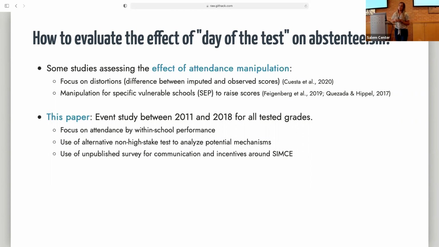We're also going to be using an alternative non-high stakes test to tease out some of the potential mechanisms. So is this schools excluding students specifically, or is this a self-selection problem? Okay, this is going to help us identify this mechanism, and that could again show up in the same kind of pattern, right?